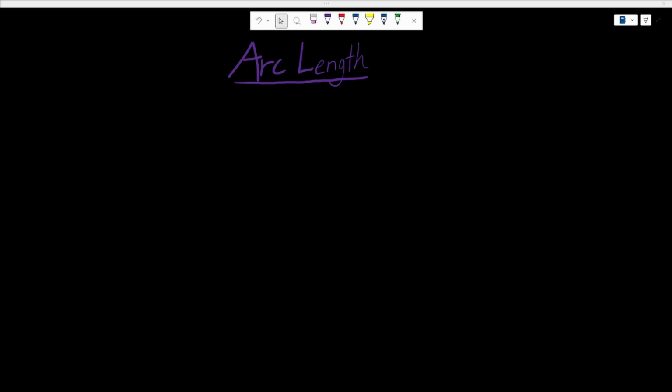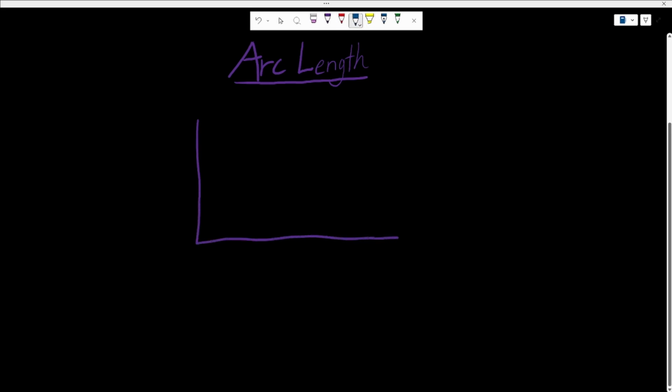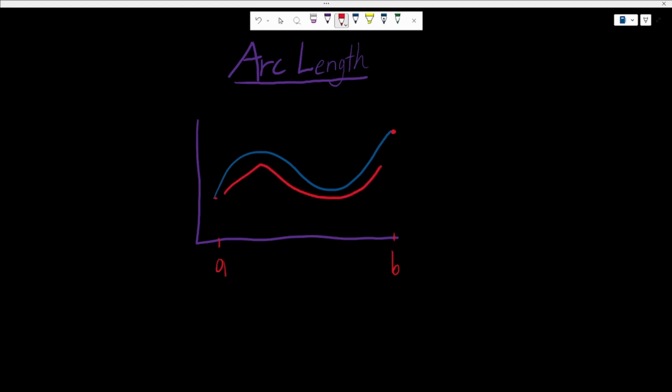So let's take a look at arc length. We can define arc length just by having a function right here, and let's just draw a curve. So our curve is going to go from the point A right here to the point B up here. And what arc length tackles is how do we measure the length of this curve? We can't just use a ruler to gain an accurate measurement because it's a function.